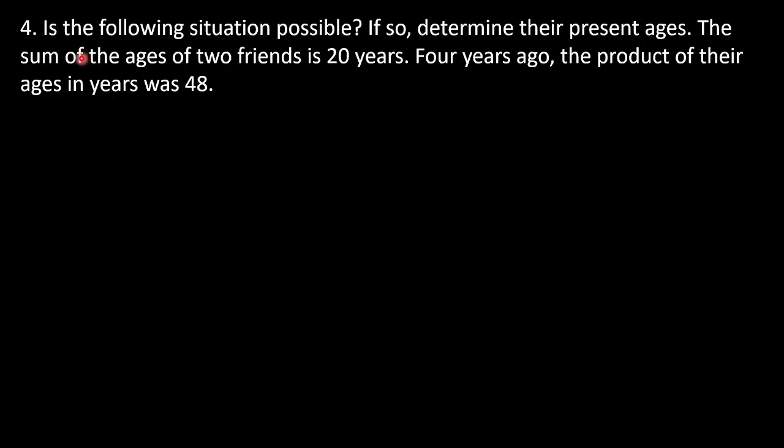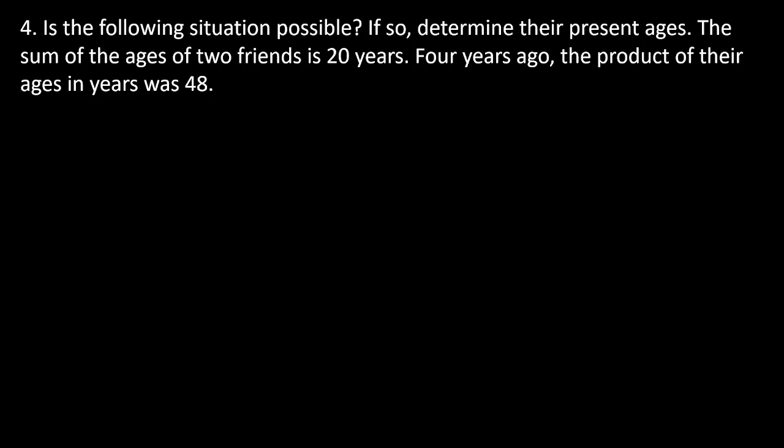So let me read the question once again. Is the following situation possible? If so, determine the present ages. The sum of ages of two friends is 20 years. 4 years ago, their product of ages was 48.